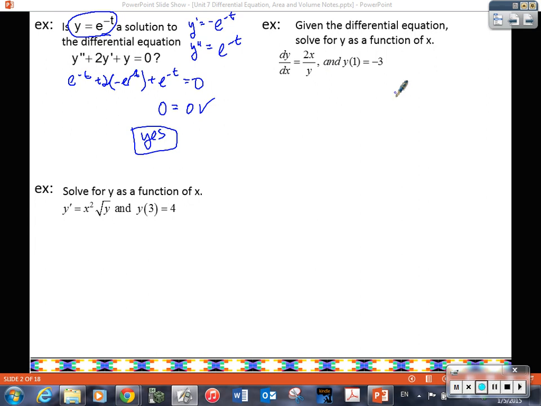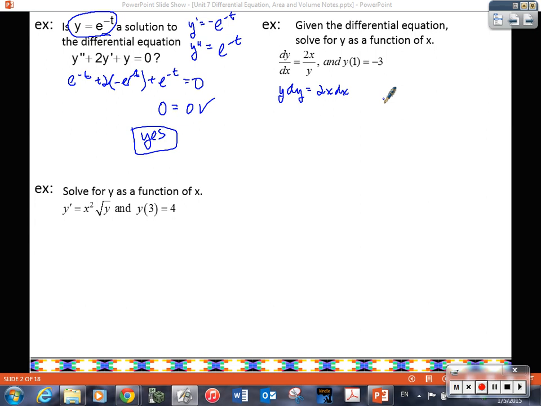So, knowing that the dy and the dx have to be in the numerator, my choice really is to move the dx over here and the y over here. So that's y dy equals 2x dx. So step 1 is, again, separate them. Get the y's and the dy on one side and the x's and the dx on the other.